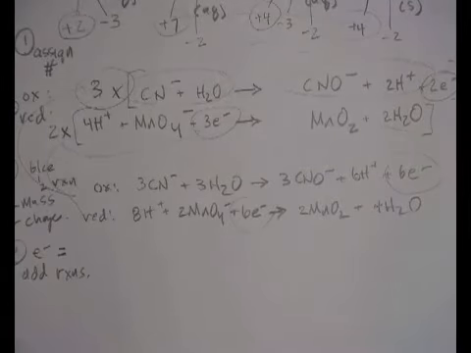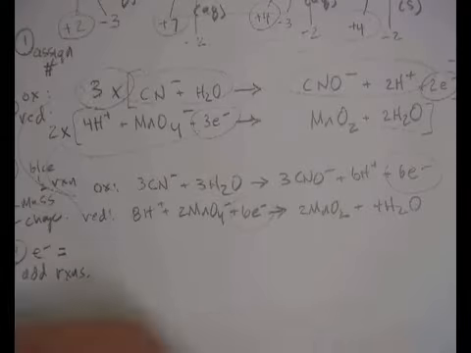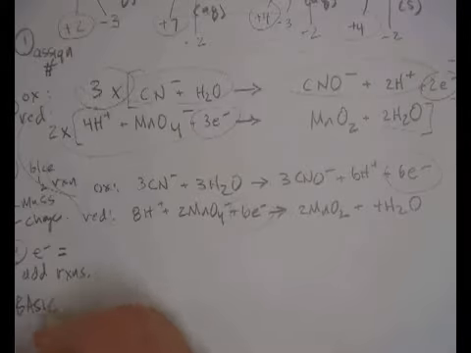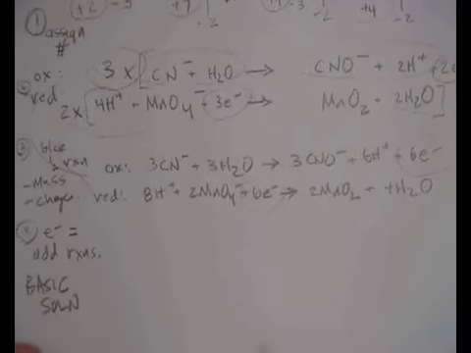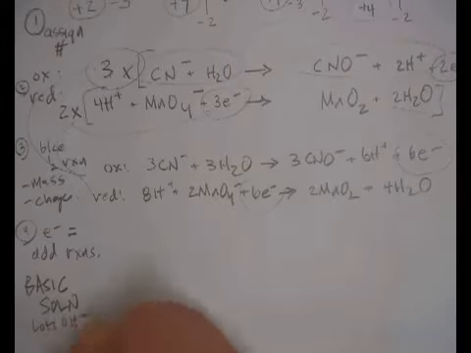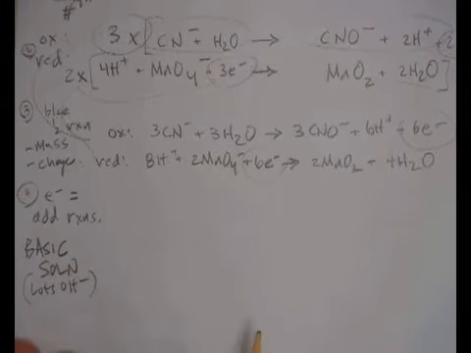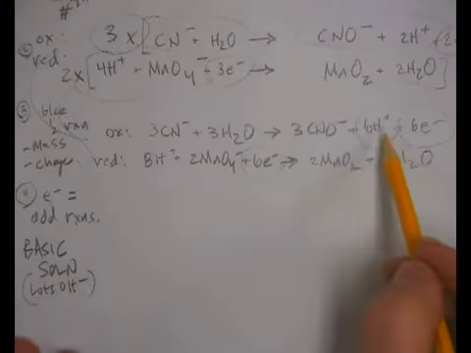now I'm going to neutralize, and I'm going to deal with this thing that makes it a basic reaction. And since it's in basic solution, that means that there's lots of OH minuses around. And so what I'm going to do is add OH minuses to both sides of the reaction to get rid of these H pluses.